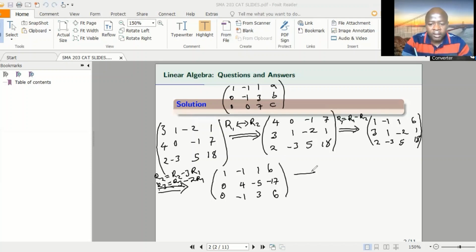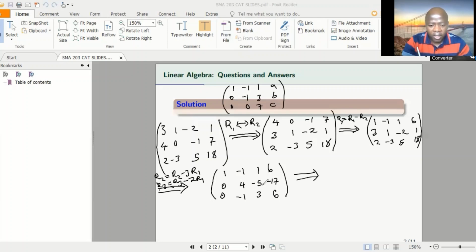Now, so what is the next thing that we want to achieve? We want to achieve -1 in this second row, second column position. But what I have is 4. So the option is maybe we may divide row 2 by 4. But when you divide row 2 by 4, what do you get? You get 1 in this position. And in this position, you get -5 out of 4. And that is not what we want. What we want is 3. That means the option of dividing row 2 by 4 will not work for this question.